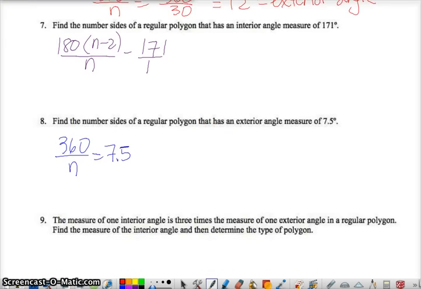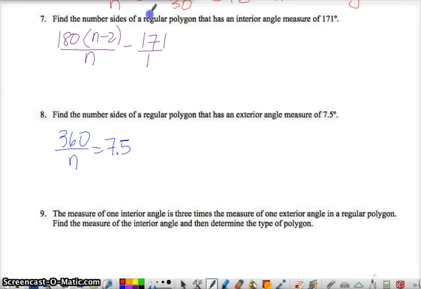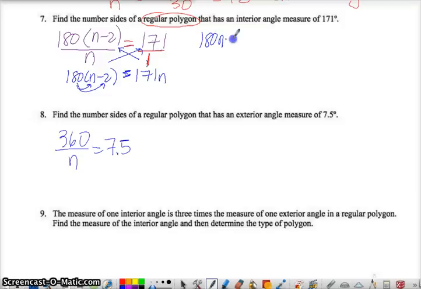It says find the number of sides of a regular polygon. So again, regular, that has an interior angle of 171 degrees. So this formula equals 171 degrees. Well, if you make it over 1, you now have a proportion where you can cross multiply. So 1 times this just becomes 180 times n minus 2, and 171 times n just becomes 171n. I distribute, so I'm going to write it up here. I get 180n minus 360 equals 171n.